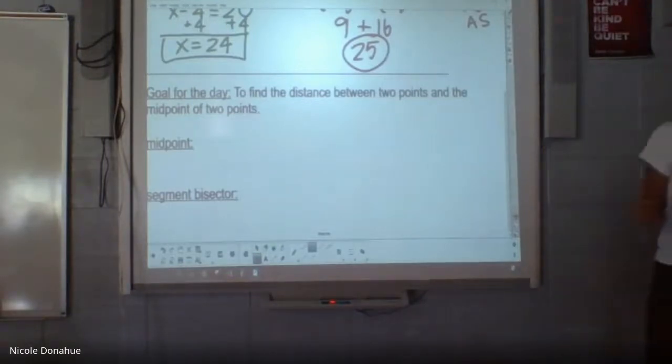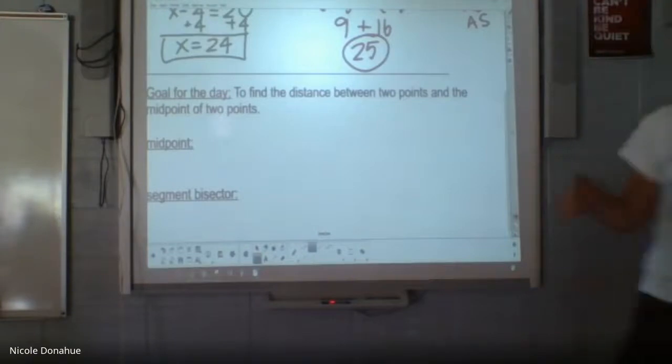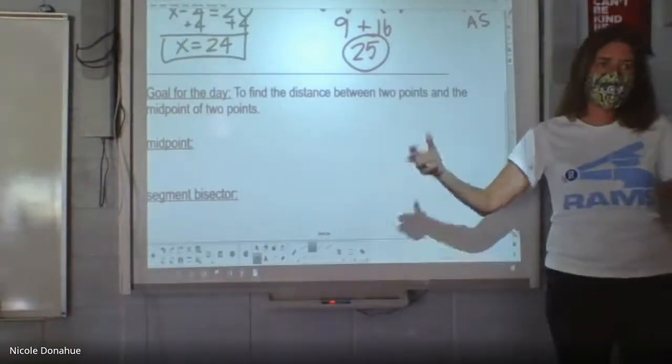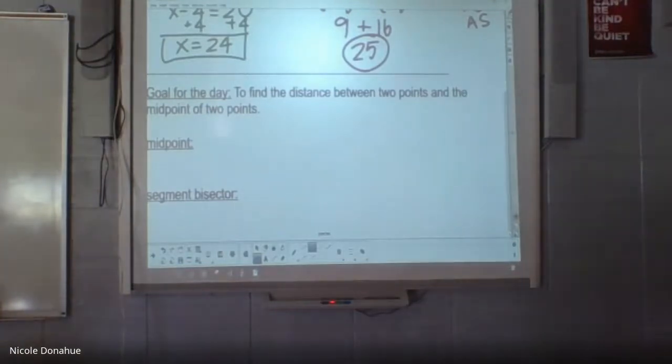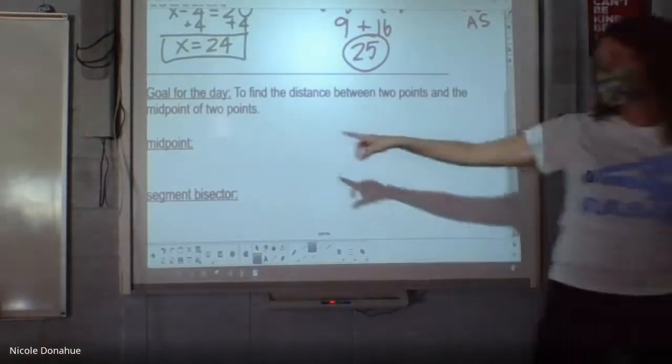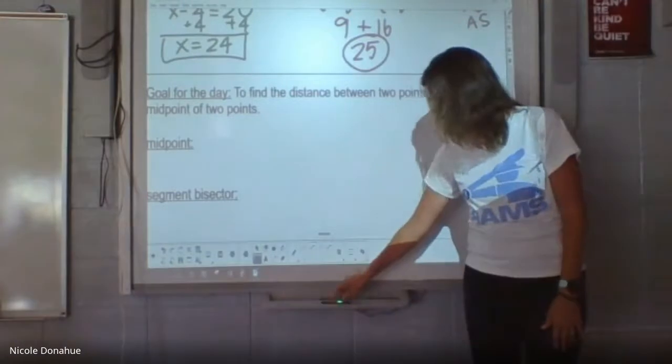So the distance between two points, I think you guys are probably comfortable with the idea of how far this point is from the next. That doesn't mean we're necessarily measuring with a ruler, although we are going to do that as an activity today. It's how far apart they are in terms of units on a graph or something like that, or the midpoint. And let's talk about what a midpoint is.